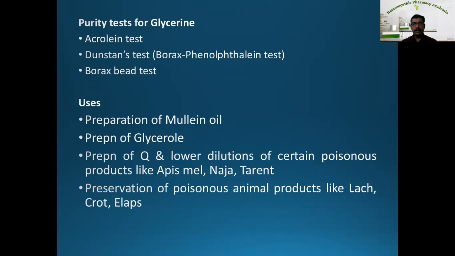A vapor with a very irritating smell of acrolein is produced. The gas thus produced is acrolein, and this acrolein gas has a property: it blackens filter paper moistened with a solution of ammoniacal silver nitrate. So when filter paper moistened with ammoniacal silver nitrate solution is exposed to the acrolein gas, it will blacken. Thus we can identify pure glycerin.